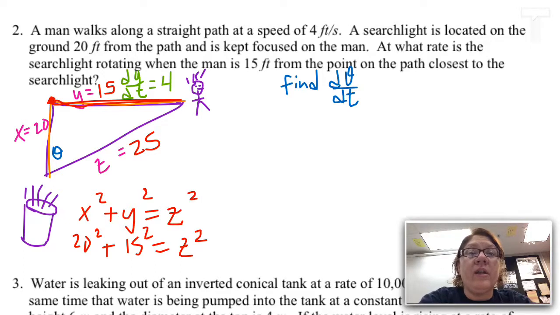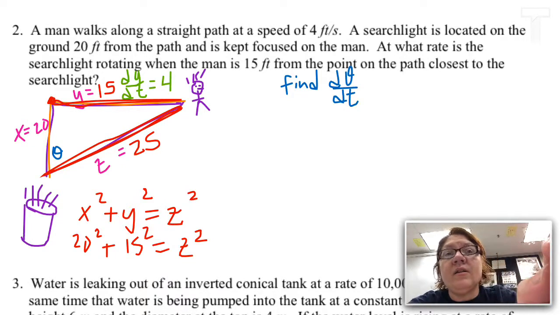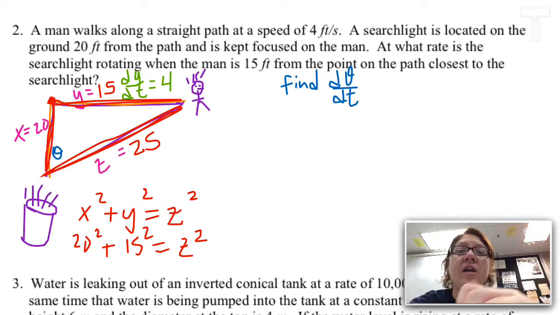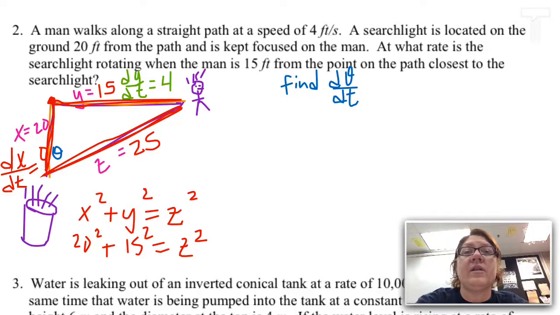Now, the only other thing that I might know is, of course, this length where the man's getting farther away, that's actually changing. So I definitely don't know dz dt. But this length here, where the searchlight is located from the path, that's not changing. So I know dx dt. So since I know dx dt and dy dt, I'd like to be using a function that uses x's and y's. And of course, with respect to my angle, that would be my tangent value.